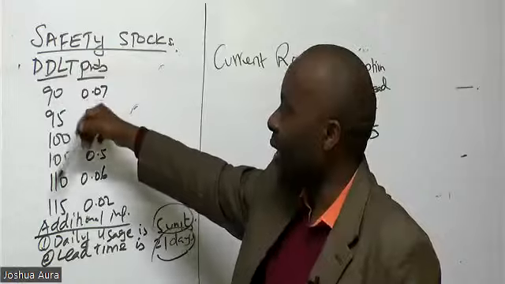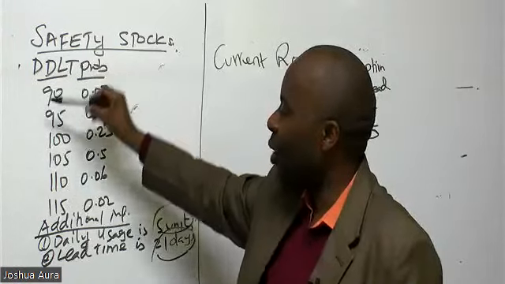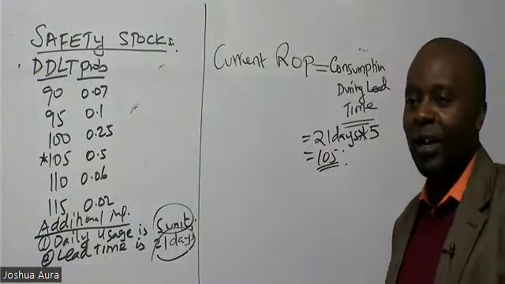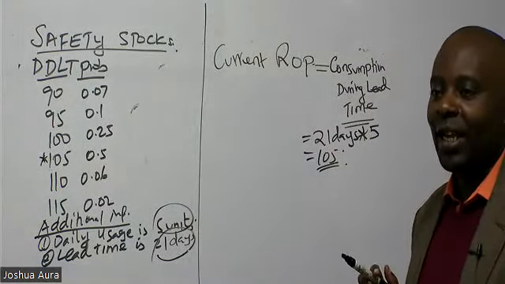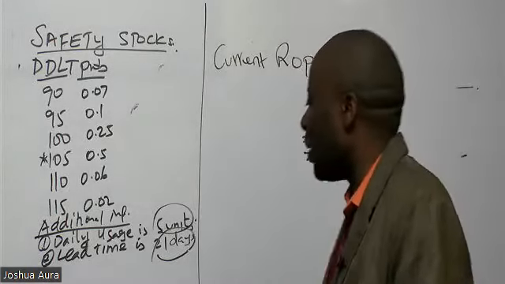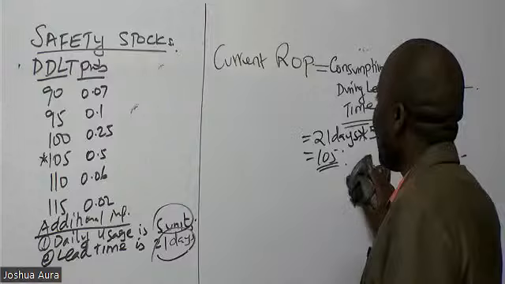This is demand during lead time. So where is 105? 105 is fortunately there. Once you've told me that 105 is there, then everything else becomes very easy.